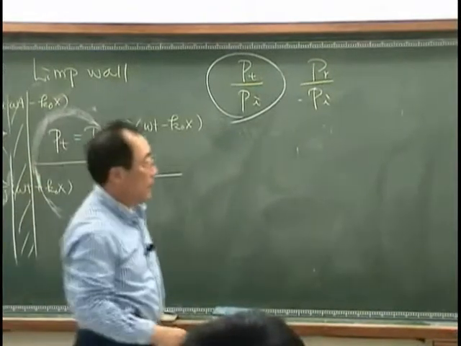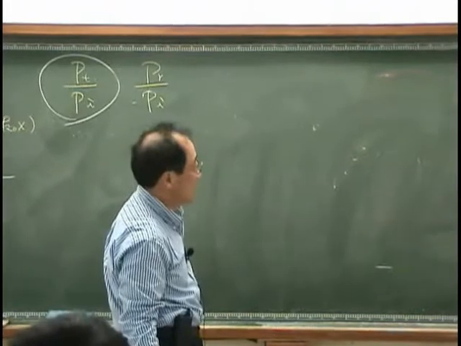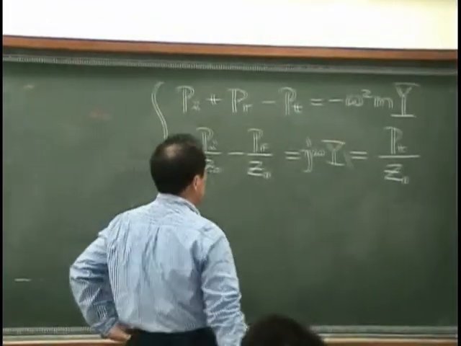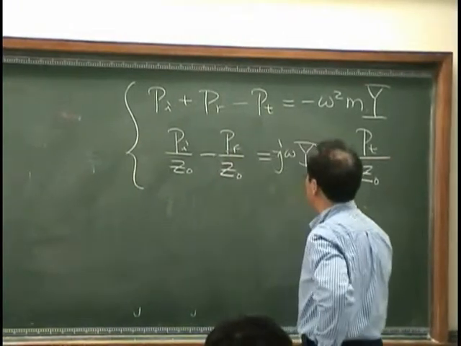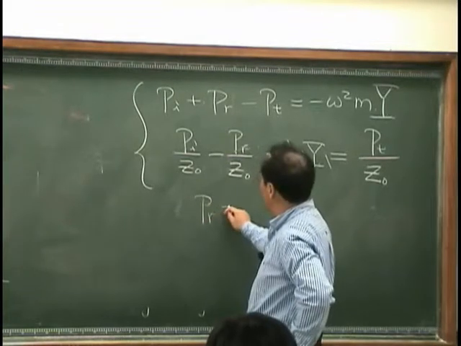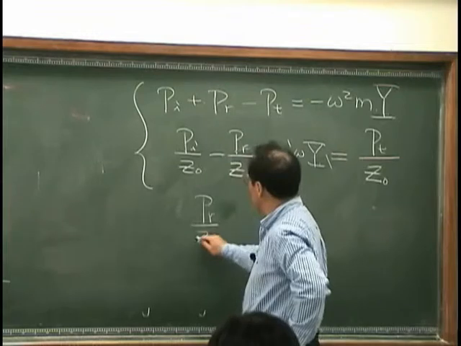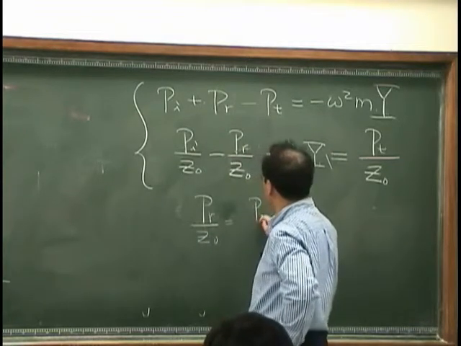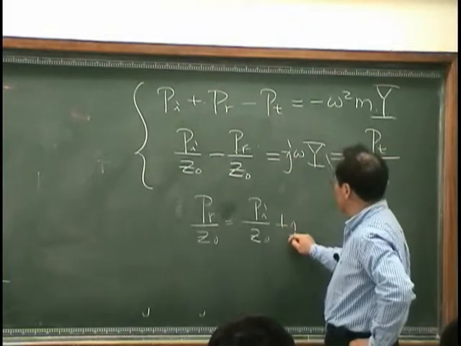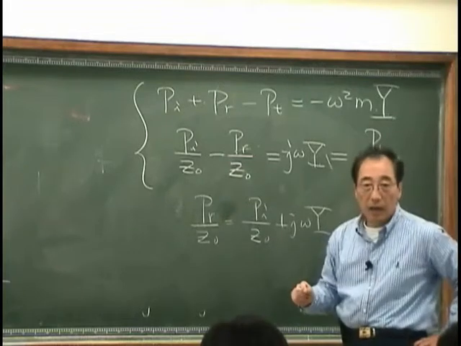Okay. That means I want to eliminate PR. It's easy, huh? How can you eliminate PR? And from this, I can say PR over Z0 is equal to PI over Z0 plus j omega Y. Okay?